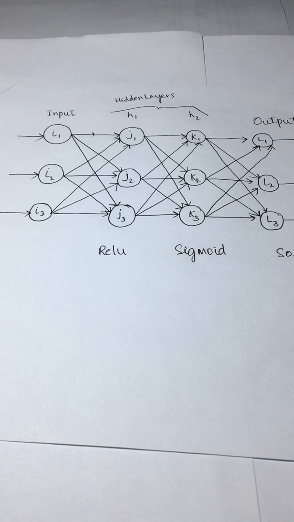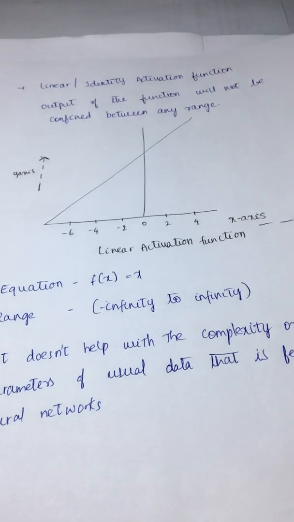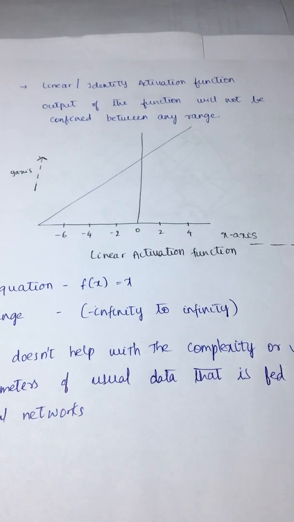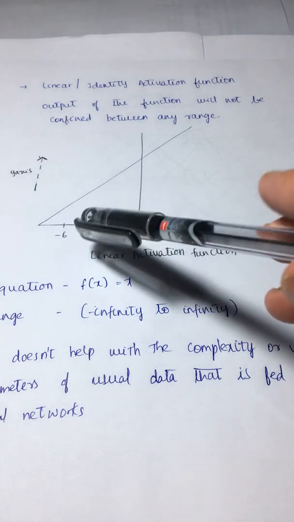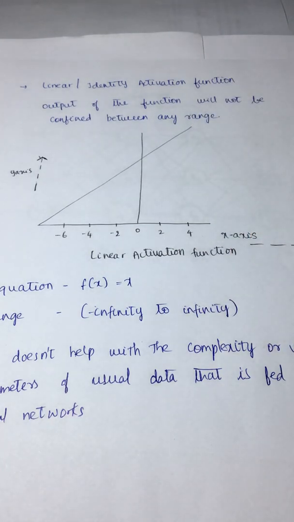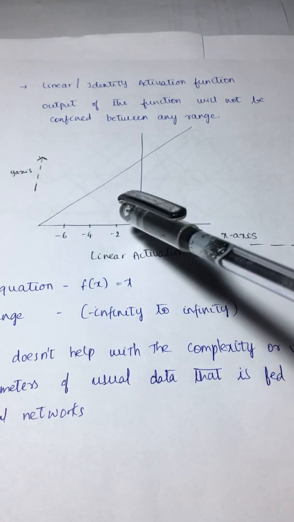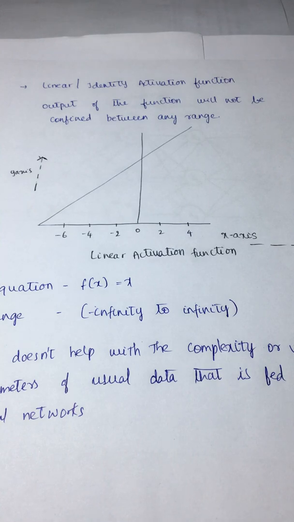As discussed previously, there are two types of activation functions: the linear activation function and the non-linear activation function. The first one is the linear activation function, which is pretty straightforward. It's a straight line, a linear function. The equation for this linear activation function is nothing but f of x is equal to x. Whatever input you give to the function, you just get that as output.